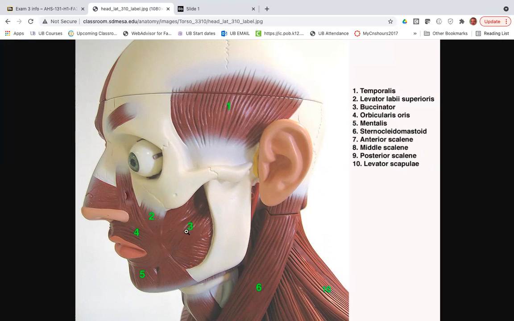Number 3, that is your buccinator. There's no masseter here, right? Masseter has been cut away, so is the parotid gland. Here's the levator labii superioris. That's your mentalis. Here's the orbicularis oris. And right here would be the nasalis.